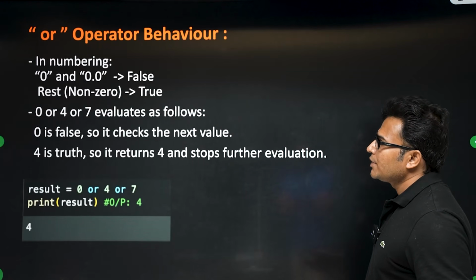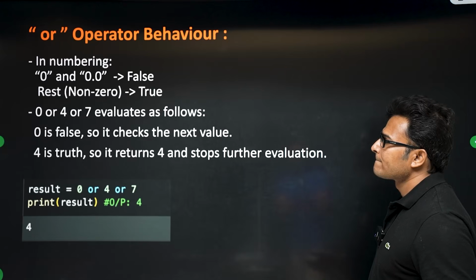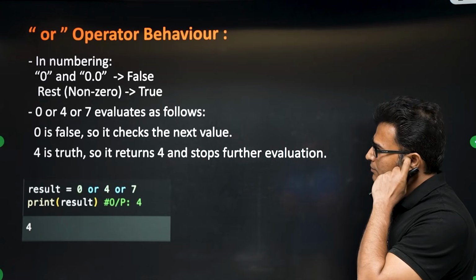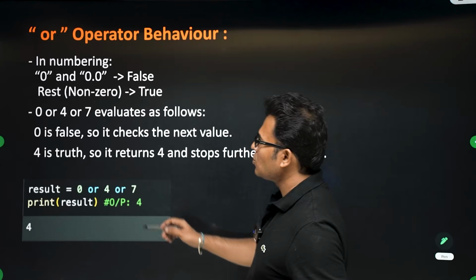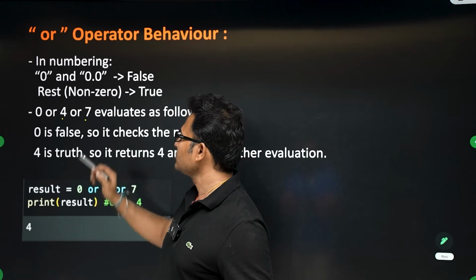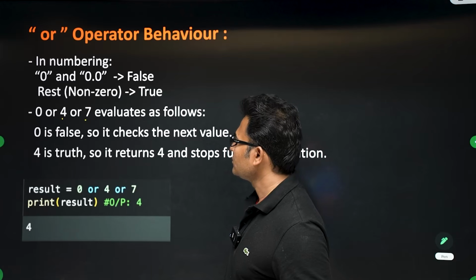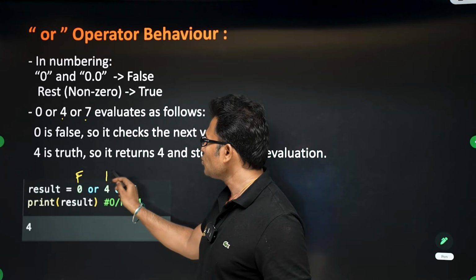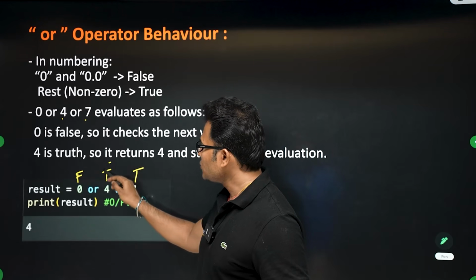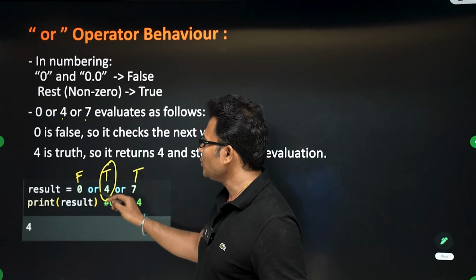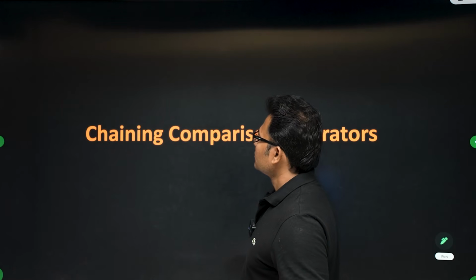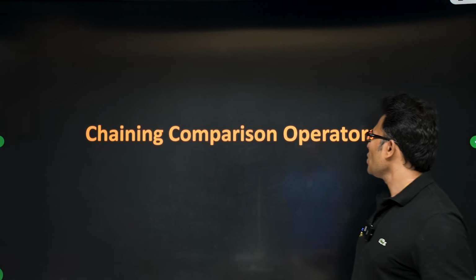And then OR operator behavior, we have already discussed this. So when you have 0 or 4 or 7, then this will be false, this will be true, this will be true. or will stop at the first true value and it will return that value. Okay, we discussed it.